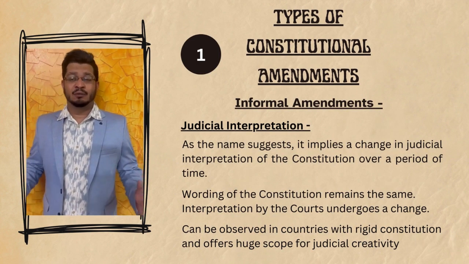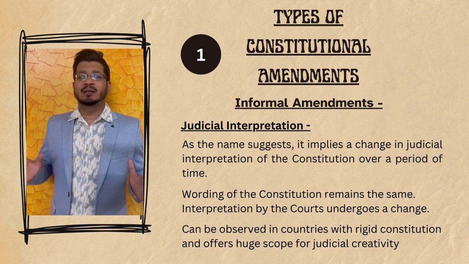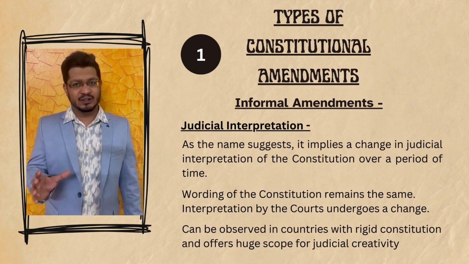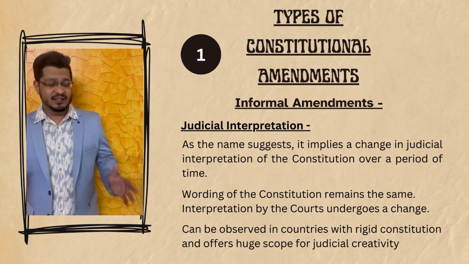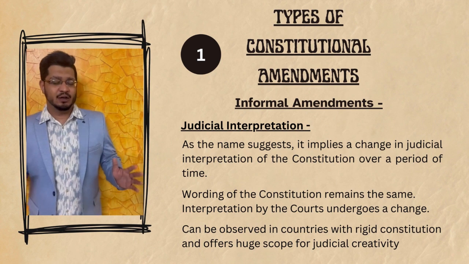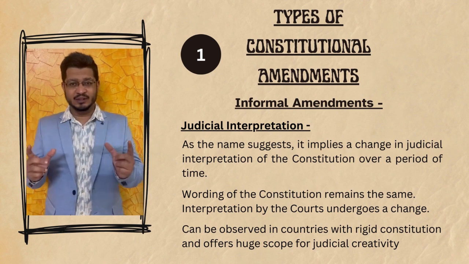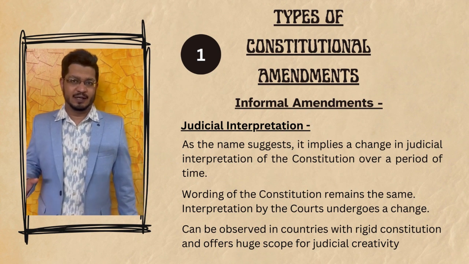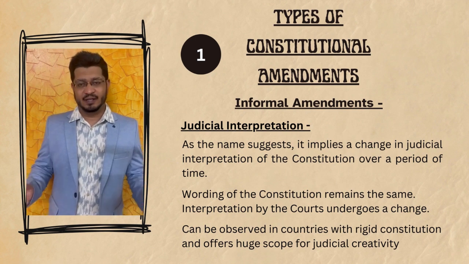Let us become familiar with one of the methods of informal amendments, that is judicial interpretation. As the name suggests, in judicial interpretation, the text of the Constitution or the words used in the Constitution remain the same. However, the way in which it is interpreted by the judiciary or the courts undergoes a change over a period of time. This method of constitutional amendment is very popular in countries which have a very rigid constitution like the United States of America. And this method of informal amendments, that is judicial interpretation, offers a huge scope for judicial creativity.